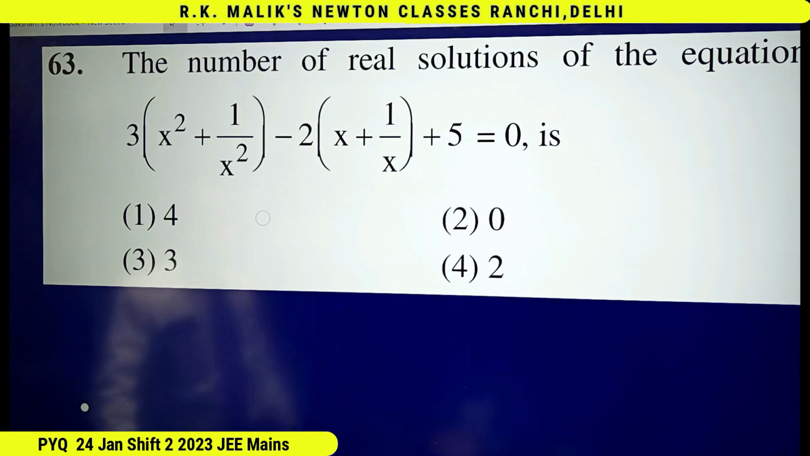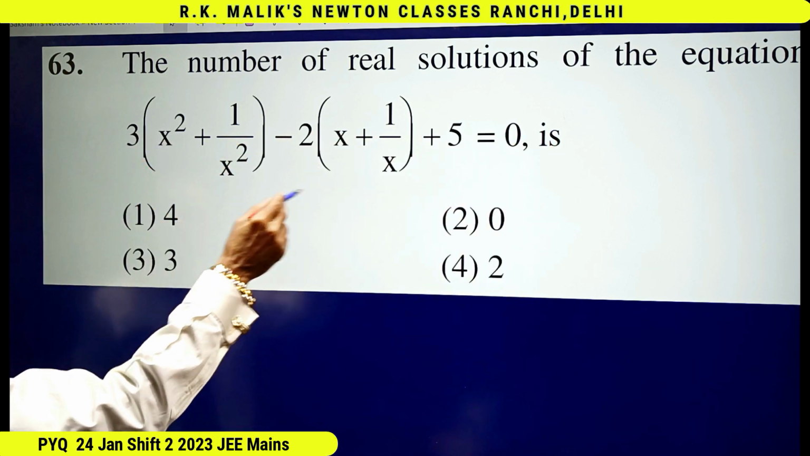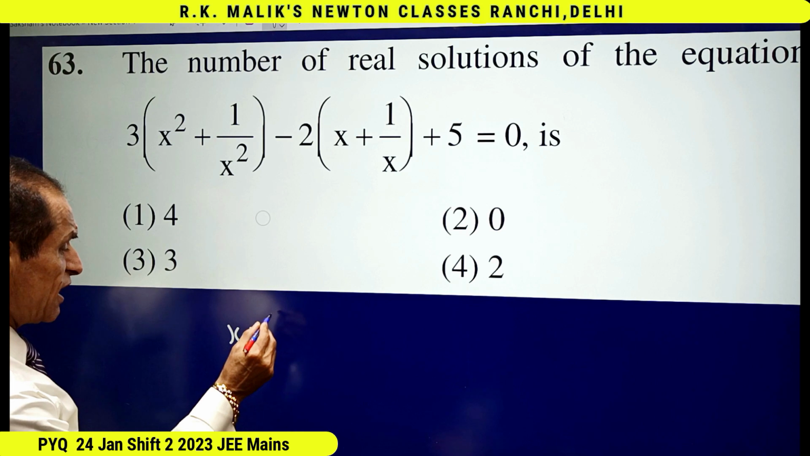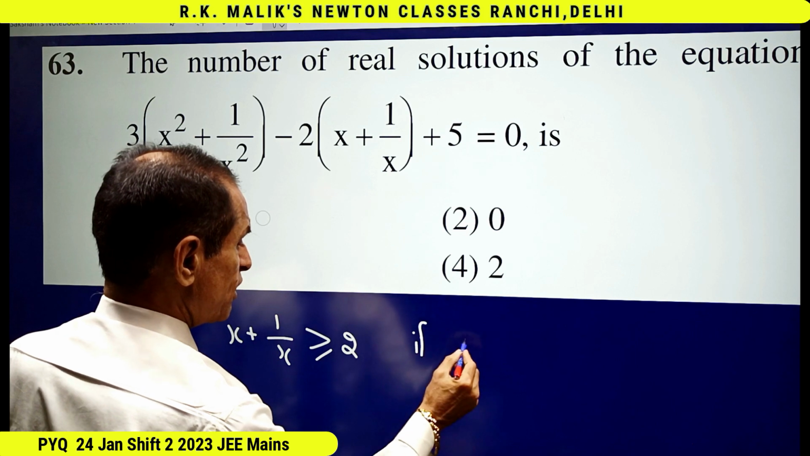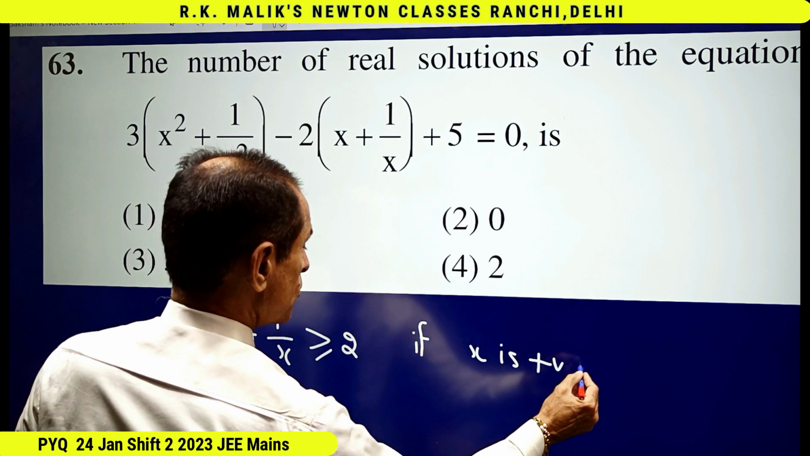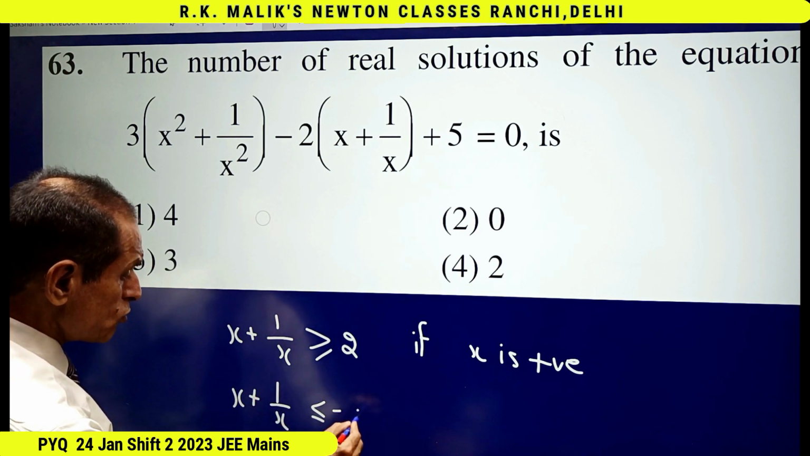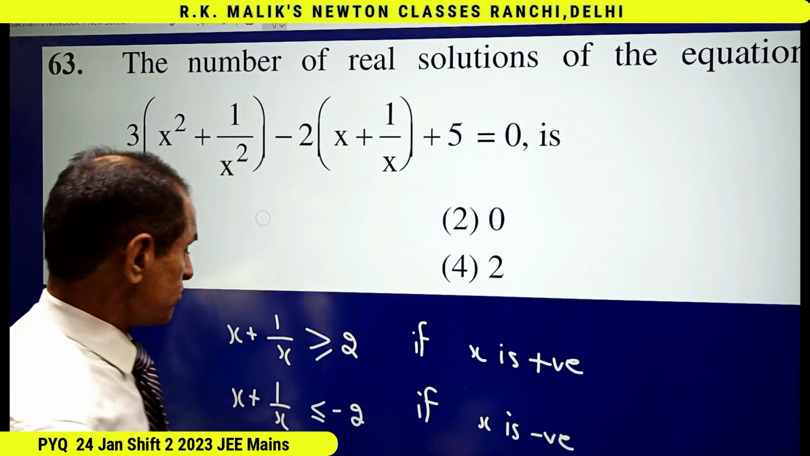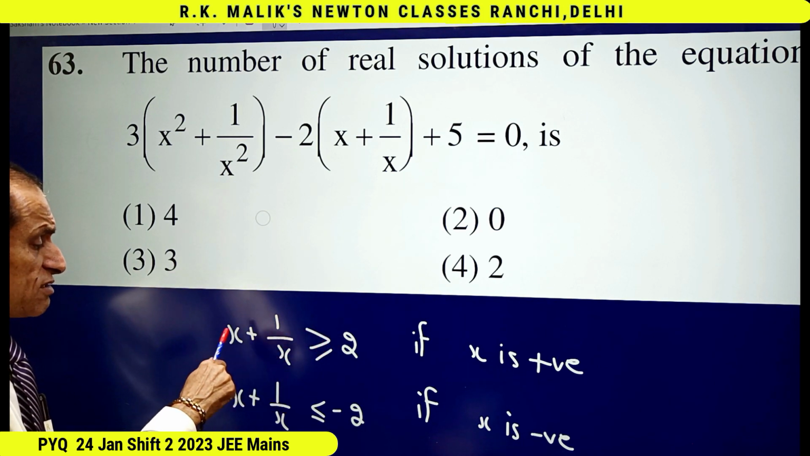In this question, it is given that the number of real solutions of the equation, you have to find the correct choice. Before I proceed further, remember this concept: x plus 1 by x is always greater than or equal to 2 if x is positive, and x plus 1 by x is less than or equal to minus 2 if x is negative. And remember this also: equal to 2 will be there when x is 1.